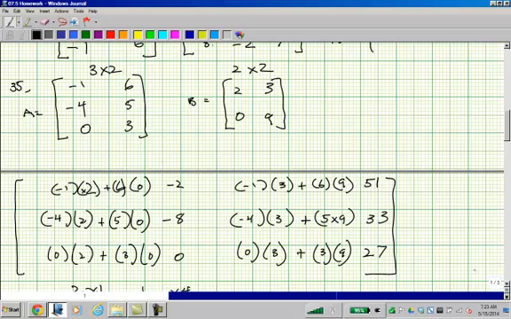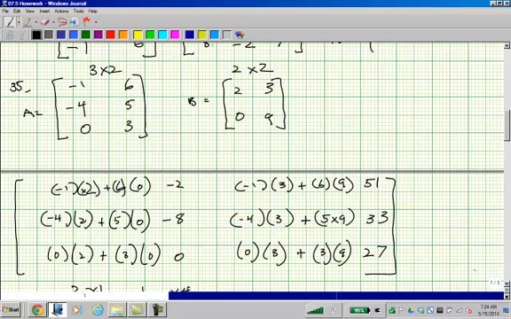First row on the left and the first column on the right. Actually, both columns. Okay, second row on the left. -4 times 2 plus 5 times 0 is the first element on the left, and then -4 times 3 plus 5 times 9, and the sum of these two products makes the second element in the second row.